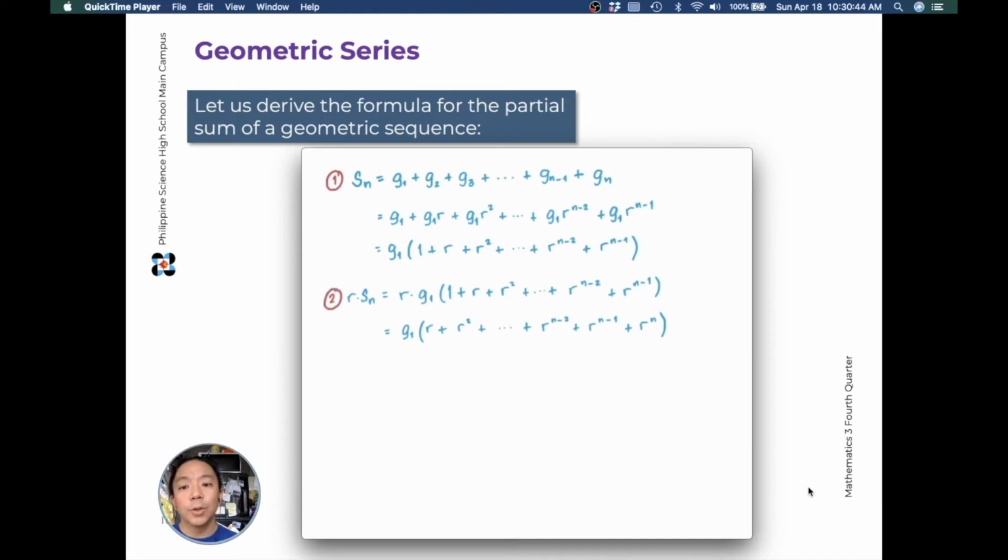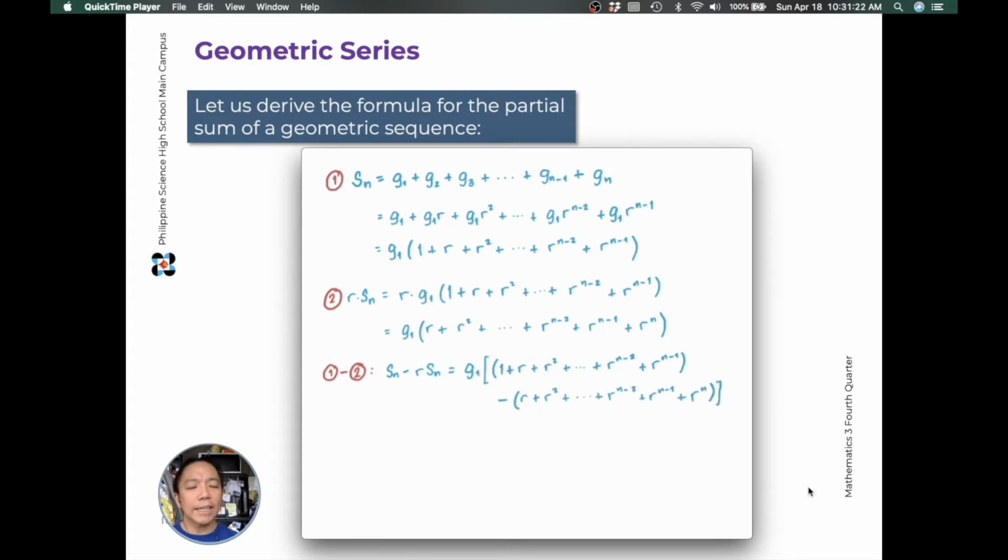So kukunin ko yung 1 minus 2. This would be s sub n minus r times s sub n. That would be equal to the difference of g sub 1. Notice parehong may g sub 1 yung dalawang right-hand side. So, ipa-factor out ko na siya. So, 1 plus r plus r squared and so on hanggang r raised to n minus 1 minus yung parenthesis sa baba, which is r plus r squared and so on hanggang r raised to n.